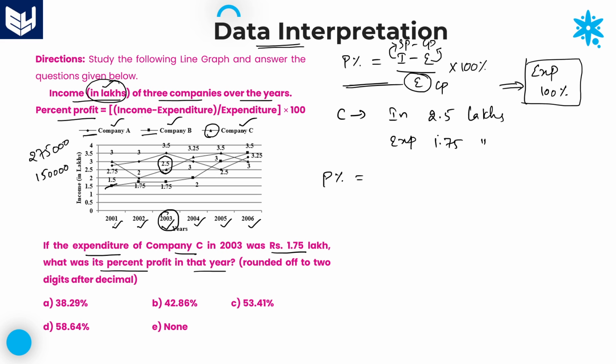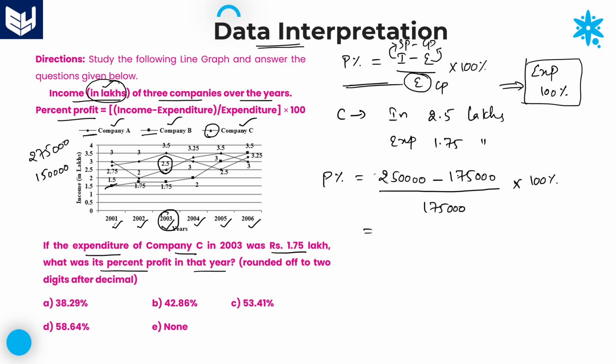So here the income value is how much? 2.5 lakh, which is nothing but 2,50,000, minus 1.75 lakhs, which is nothing but 1,75,000, divided by expenditure. What is the expenditure value? Again 1.75 lakhs, that is 1,75,000. Right? Now into 100 is the common thing. Whenever you are calculating percentage, into 100 is a common thing.